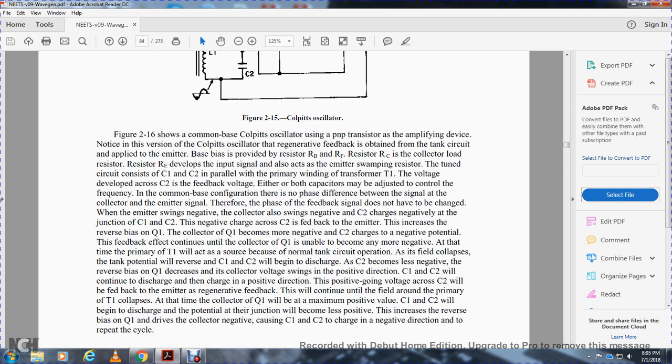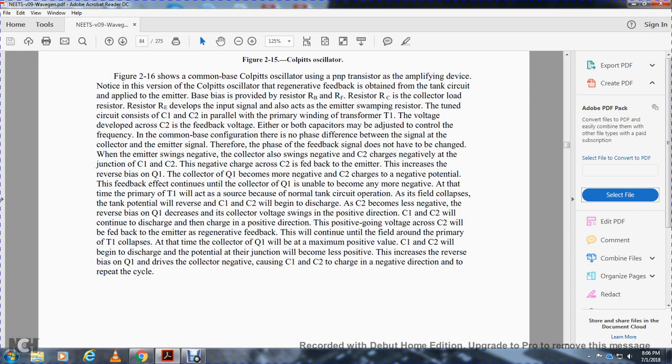At that time, the primary winding of transformer 1 acts as a source for the tank circuit. As the field collapses, the tank potential reverses, and capacitor 1 and capacitor 2 begin to discharge. Capacitor 2 becomes less negative. The reverse bias of transistor 1 increases, and the collector voltage swings in the positive direction. Capacitor 1 and capacitor 2 continue to discharge and charge in the positive direction. The positive-going voltage across capacitor 2 gives regenerative feedback to the emitter.